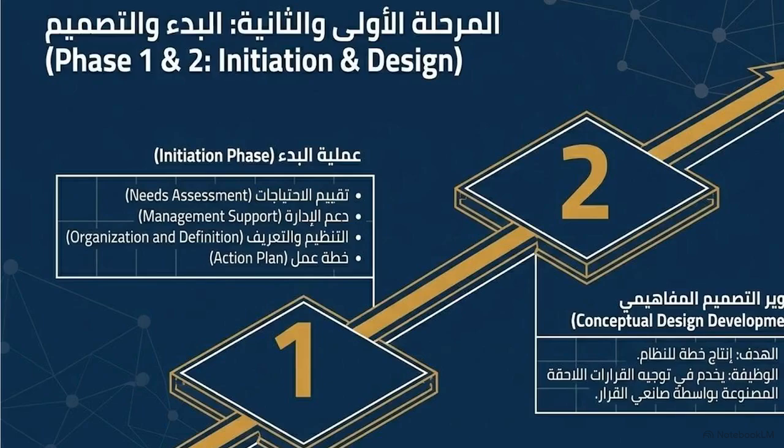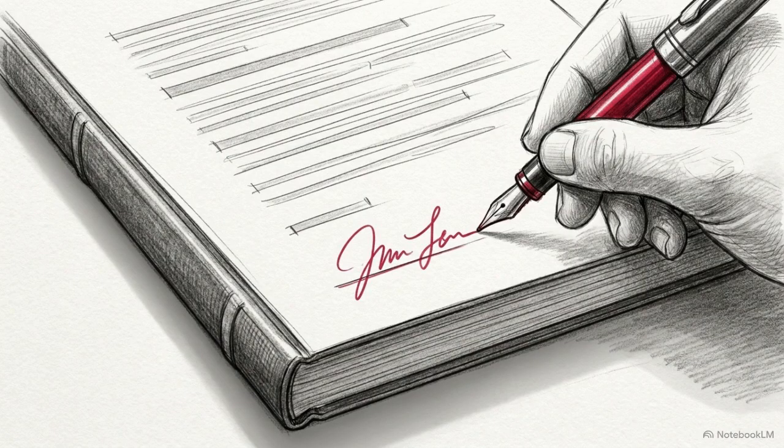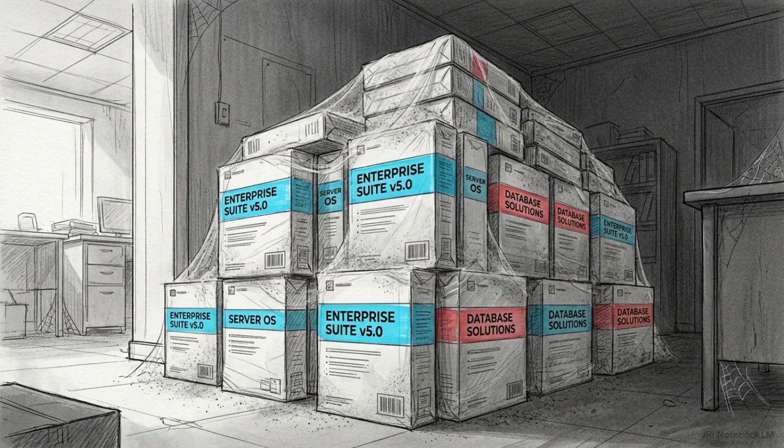Looking at this development lifecycle model, Step 1 of the initiation phase is the needs assessment. Here, you define the precise, unstructured problem your organization is trying to solve. From there, you secure top-level management support and draft a strict action plan with assigned roles. Do not purchase any software platforms at this stage. Buying tools before the problem is fully documented is the primary reason these systems fail.